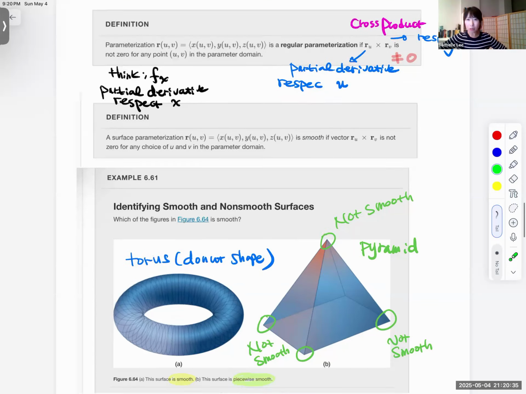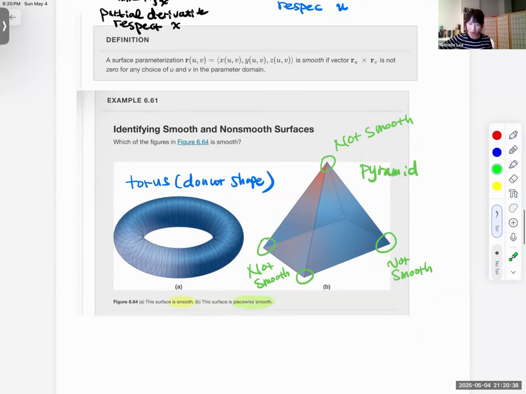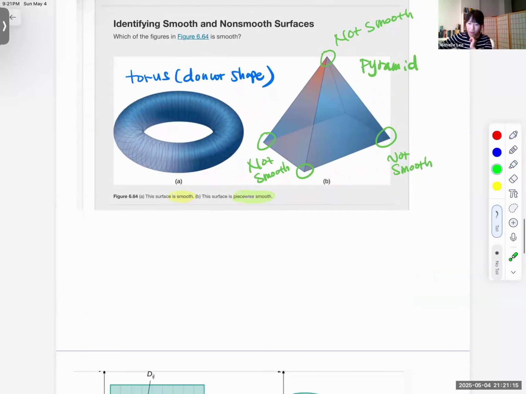Okay, now let's take a look at what is not smooth. What is smooth, right? So this is what we call a torus, which is donut shape. We say that this is smooth, and this is a pyramid, right? So this is not smooth because there is a sharp edge here, on the vertices. So we call it piecewise smooth because the inside is smooth, but not the vertices.